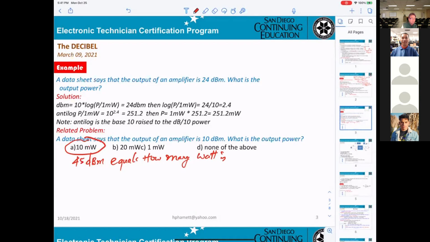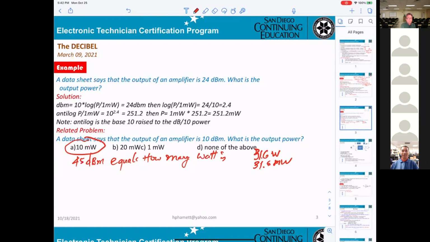Do it for me. You get 25 dBm, and I want it to be in watt. Is it 31.6 watts? You get 31.6 milliwatt. No, it's 31.6 watts. One got watt, one got milliwatt. Which one? 31.6 watts. Okay. So that means the answer will be 31.6 watt.